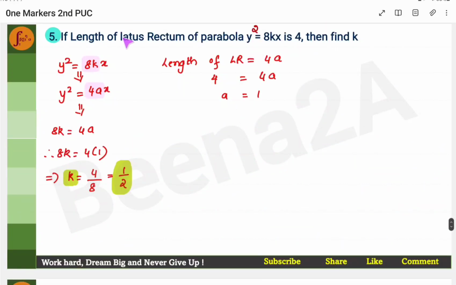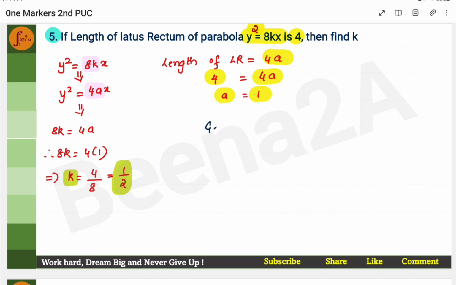Next one, if length of latus rectum of this particular parabola is 4, find k. Now, length of latus rectum is given here. Length is given, which is 4, right? And what is the formula for latus rectum? 4 times a. So, 4 times a is 4. Therefore, a is 1. So, we got the value of a.